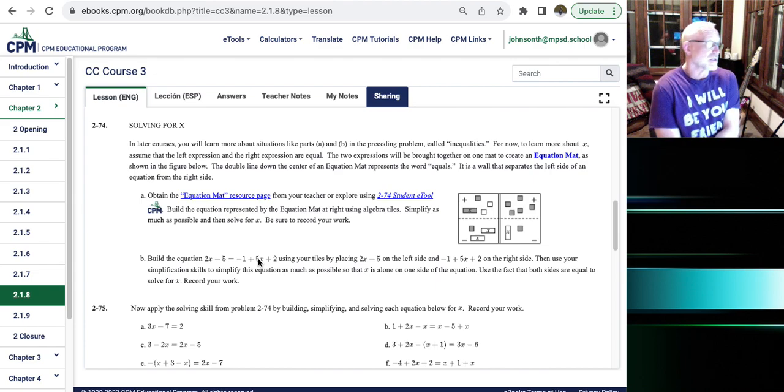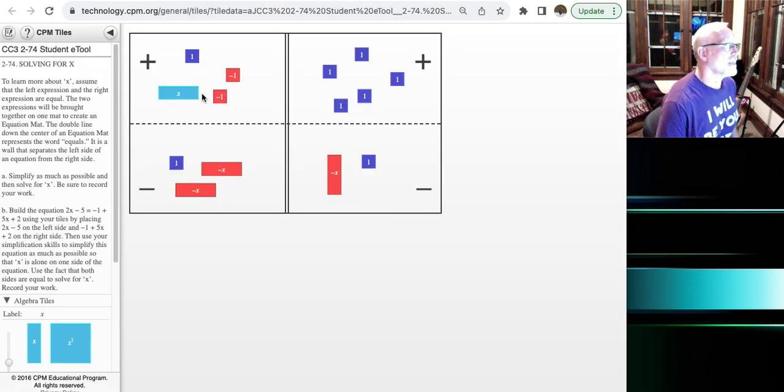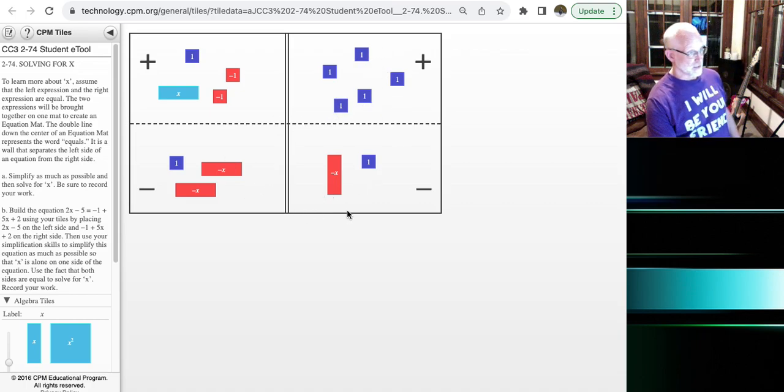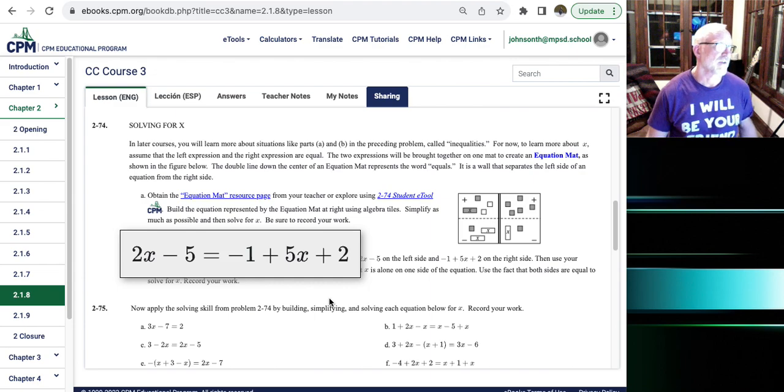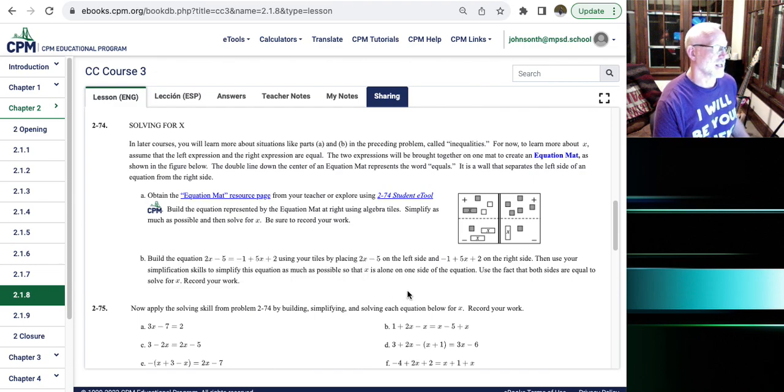I would use the e-tool. It's all set up for you. Build the equation represented by the equation mat, and then simplify as much as you can. The first thing we want to do is to open this up, and then can you simplify this? It looks like right now we have x plus 1 minus 2 opposite negative 2x plus 1 equals 1, 2, 3, 4, 5 opposite negative x plus 1. Then can you go through and solve that? After that, on your mat, build the equation 2x minus 5 on the top left, equals, on the top right, negative 1 plus 5x plus 2. And then see if you can balance that.